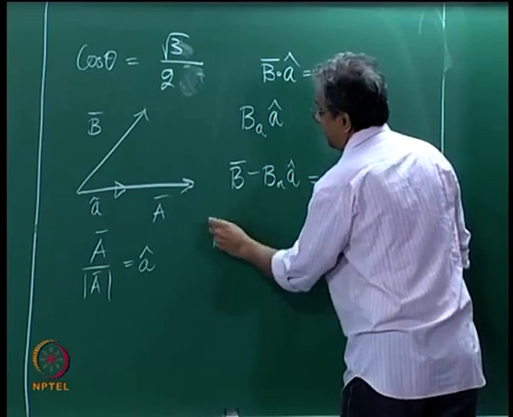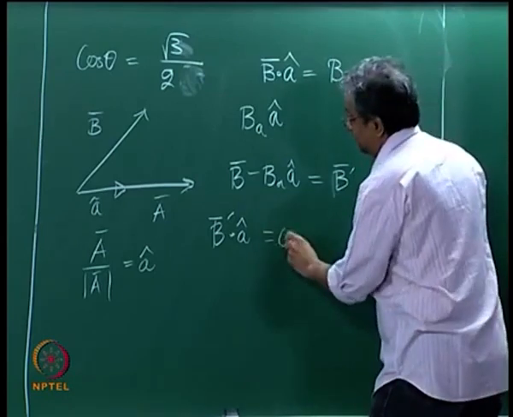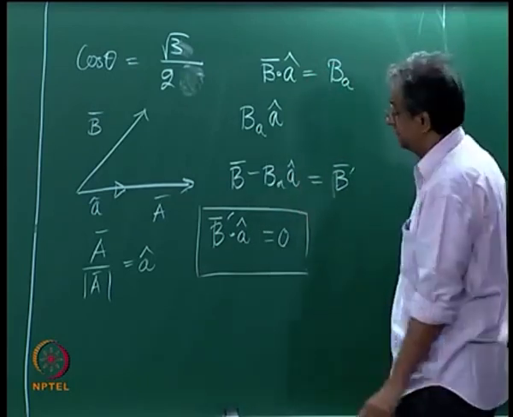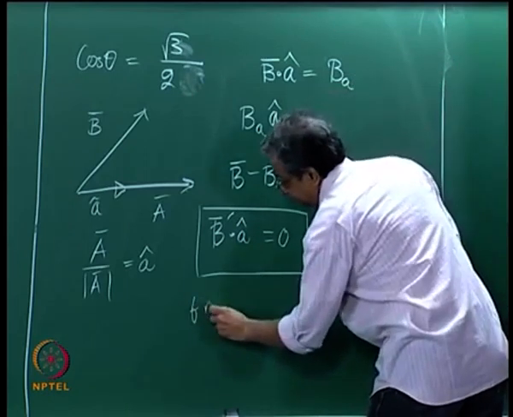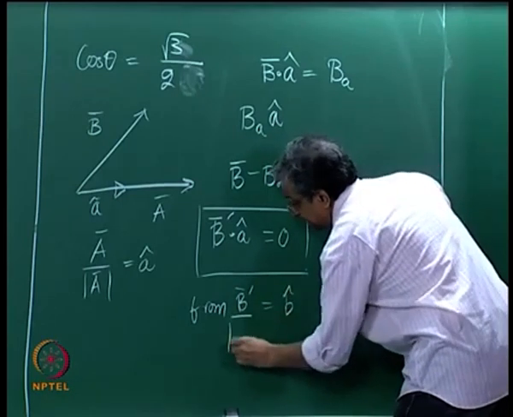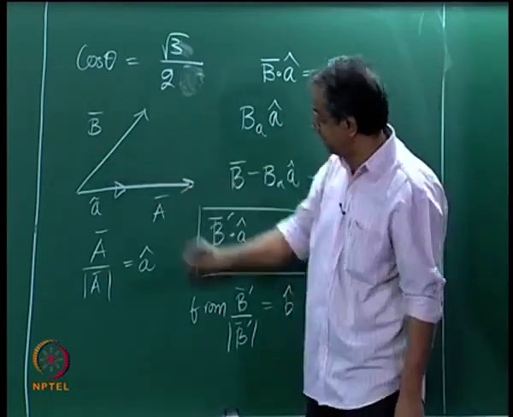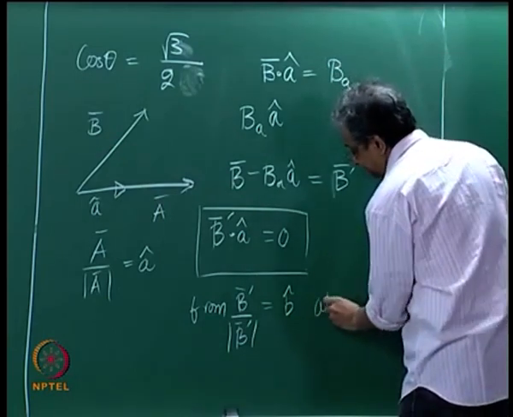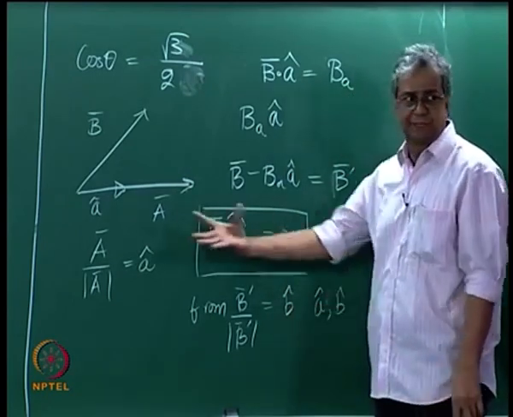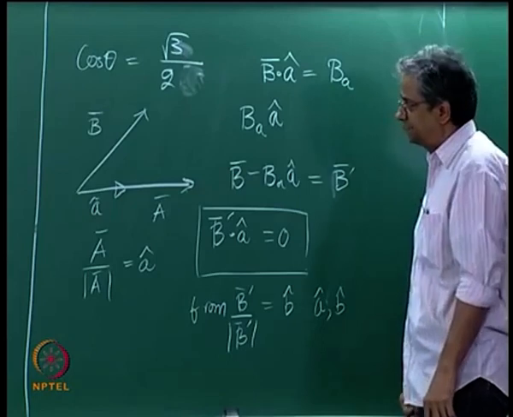So now the question is, what is B prime dot A? B prime dot A is 0. So we have managed to construct a B prime which is orthogonal to A, and from B prime I can get B hat by dividing by the magnitude of B prime. So you gave me A, B to start with, and I come back with A hat, B hat, which are unit vectors orthogonal to each other.